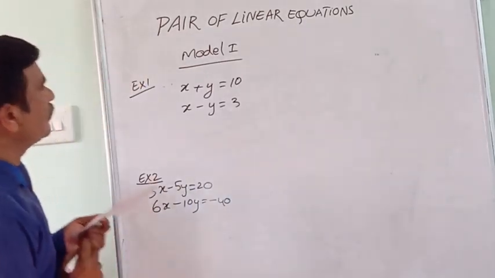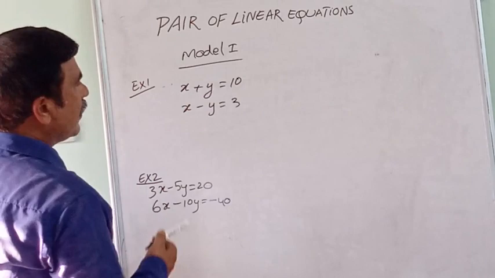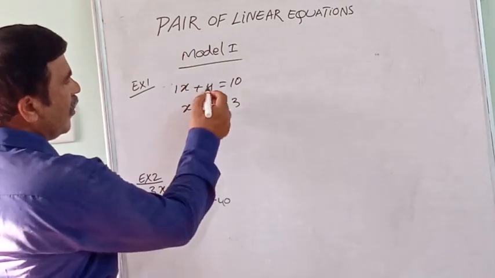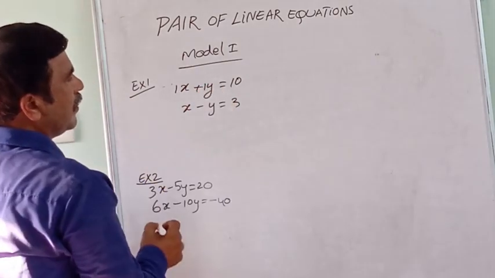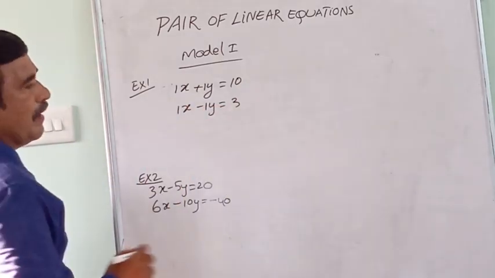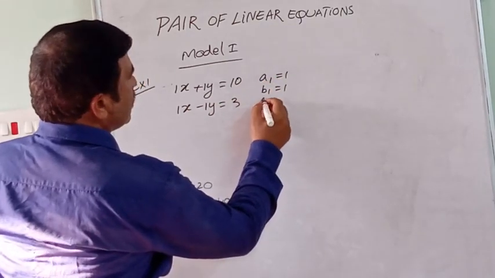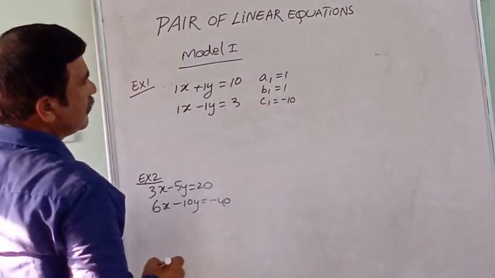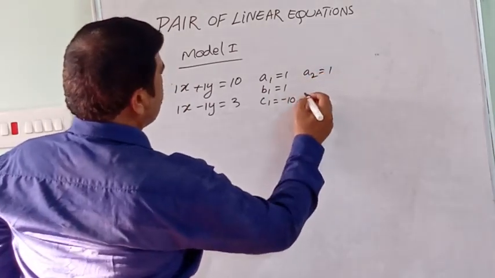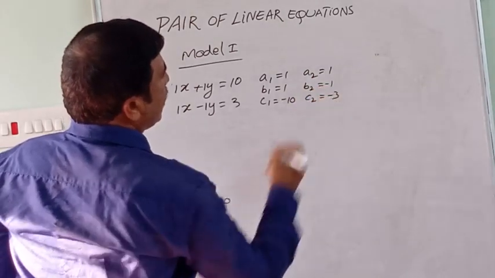See the example. x + y = 10, x - y = 3. Write the values. X coefficient here is 1, nothing is there means 1. Y coefficient also, nothing is there, therefore 1. So a1 is equal to 1, b1 is equal to 1, c1 is equal to minus 10. Same way, a2 is equal to 1, b2 is equal to minus 1, c2 is equal to minus 3.